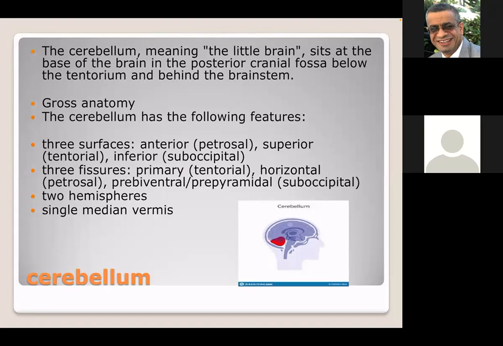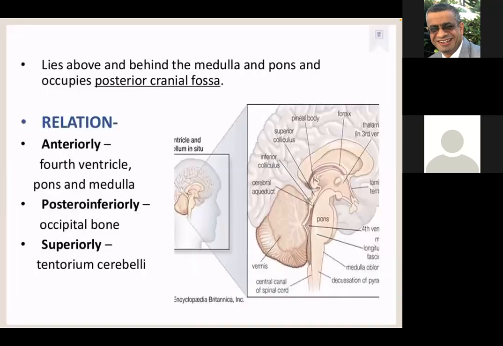The cerebellum has the following features: three surfaces, which are anterior, called petrosal; superior, called tentorial; and inferior, suboccipital. It has three fissures: primary tentorial, horizontal fissure, and the prepyramidal fissure, two hemispheres, and a single median vermis. It lies above and behind the medulla and pons, and occupies the posterior cranial fossa.